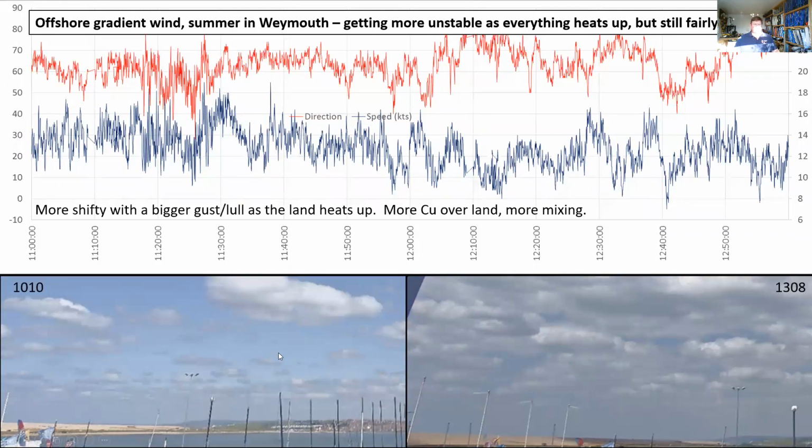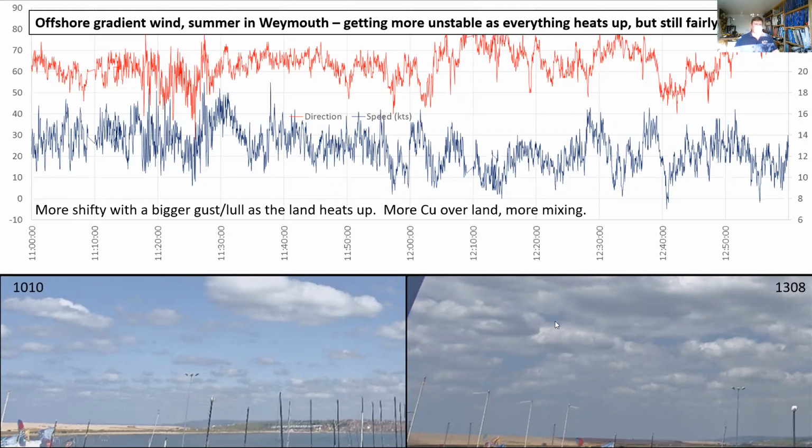But you can see the difference in the clouds from 10 o'clock in the morning to 1 o'clock in the afternoon is quite significant. Still little fluffy cumulus clouds, but a whole lot more of them as the land got warmer underneath them. So that's an indication that the surface that your wind is moving over is getting hotter and hotter, and so your wind is getting more and more unstable.